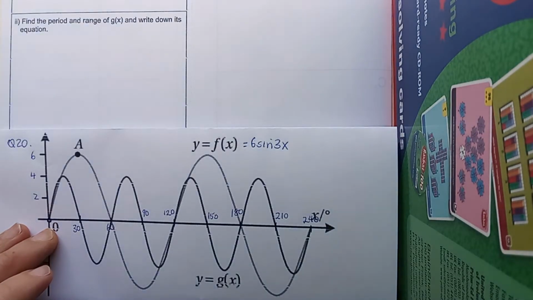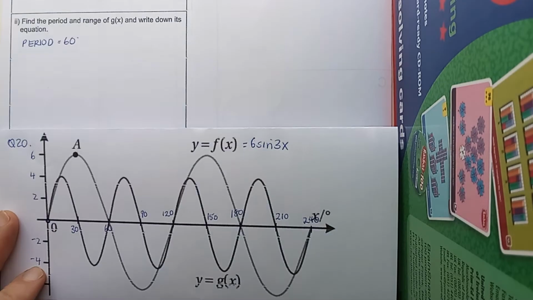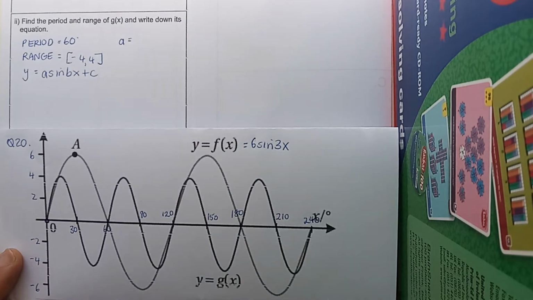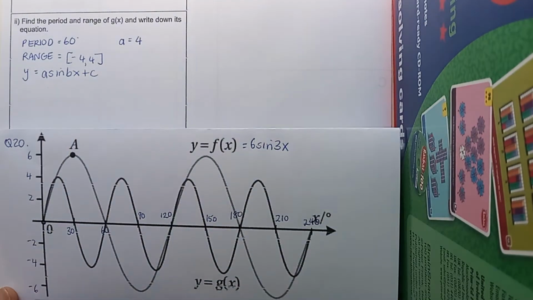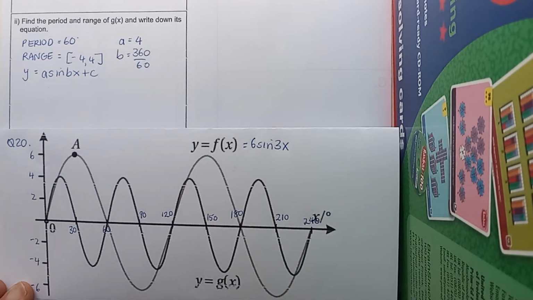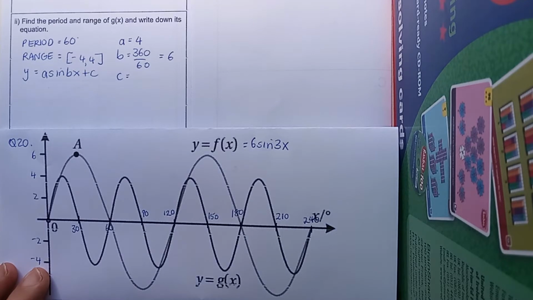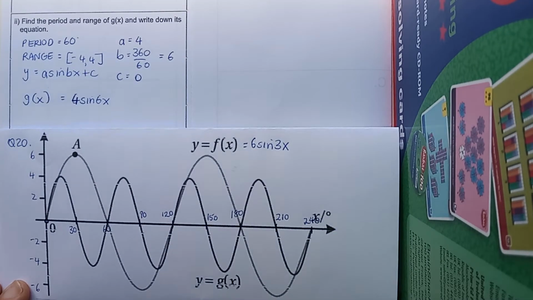Next, I have to do the exact same thing for g of x. This has a period of 60 degrees, and I can see from my diagram that the range is -4 to 4. It's also a sine function, so it'll be in the form a sine bx plus c. I just need to know the a, b, and c. The a is going to be the amplitude. In this case, that's 4. B is going to be 360 over the period, which is 60 in this case, giving me a B value of 6. And C, the midline, I can see is along the x-axis as before, so that's 0 again. So my function g of x this time is 4 sine 6x.